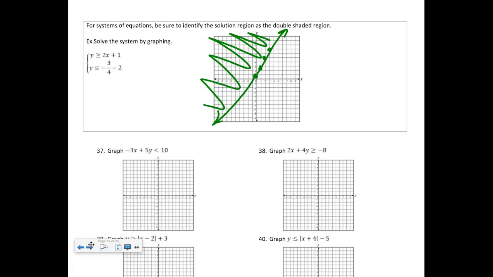The other one, also ready to graph. This one I'm going to go down 2, and then my slope is telling me to go down 3, right 4, down 3, right 4.